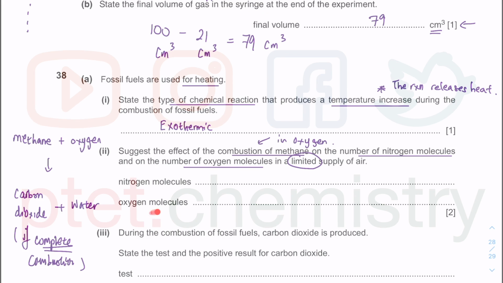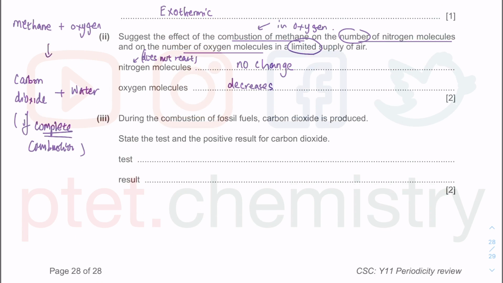The question is asking what happened to the oxygen. So obviously the number will decrease because the oxygen will still react with the methane. You are still combusting. Whether it's complete or incomplete, the oxygen will still be used up. Therefore, the number of oxygen molecules decreases. The nitrogen does not react. If the nitrogen does not react, the number of nitrogen molecules, no change. It does not change at all because it does not react.